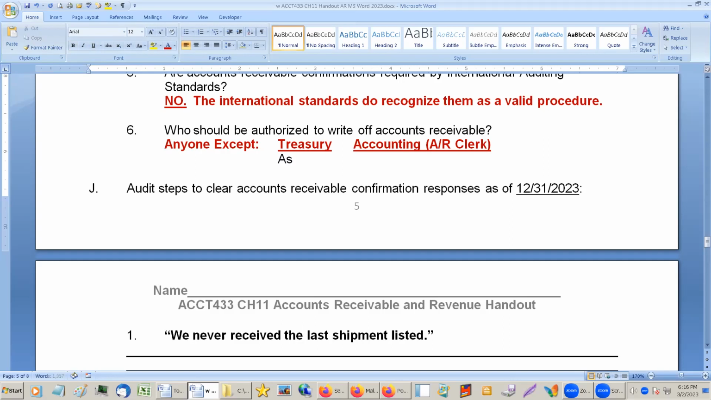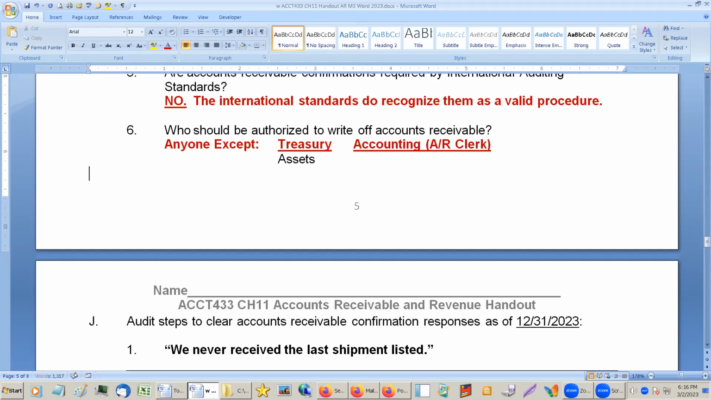So Treasury has the assets, the cash, and accounts receivable, we have the bookkeeping. So the authorization should be done by somebody other than those two groups. Somebody generally unrelated to those two groups should be in charge of writing off accounts receivable.